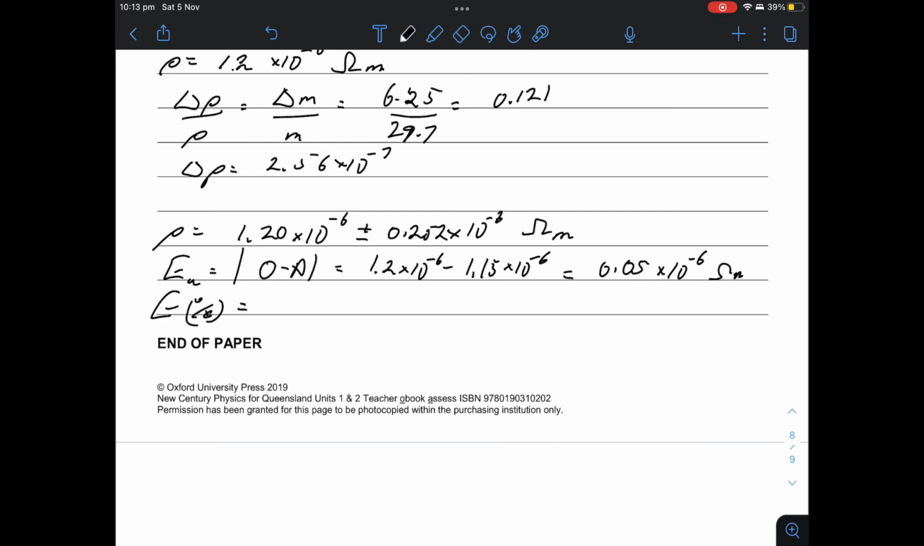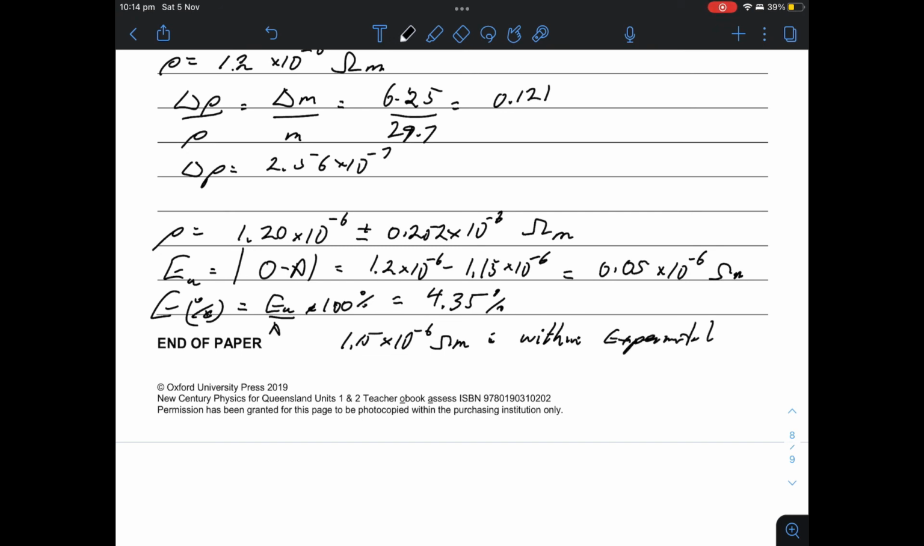I'm switching to a percentage uncertainty as well. We take our absolute uncertainty divided by our accepted value times 100%, and we get 4.3%. And so as I said, the accepted value is within our experimental bounds based on our uncertainty estimate for the measured resistivity.